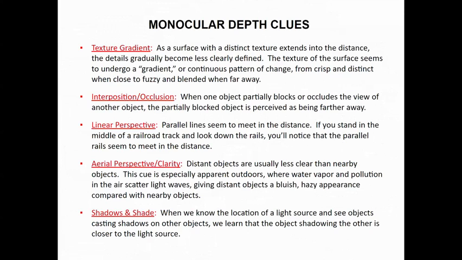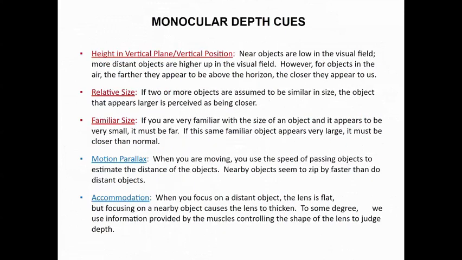Interposition, occlusion. This is when something blocks something that you're looking at. It occludes the view of something else. And it lets you know it's further away. So if you're looking at something and you've got maybe one of your friends is standing in front of your other friend, but you're a distance away, you know who's closer because the first friend is obstructing part of the second friend. Okay.